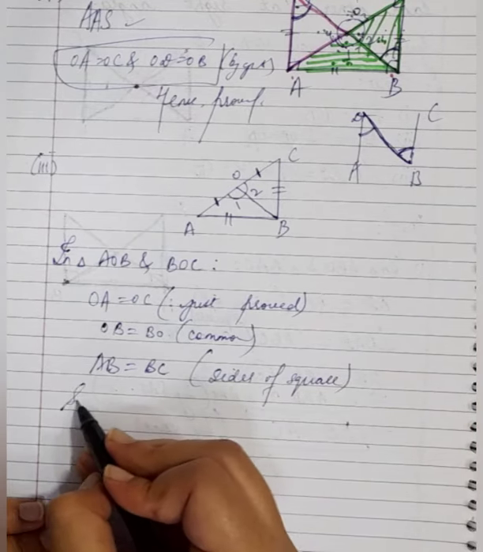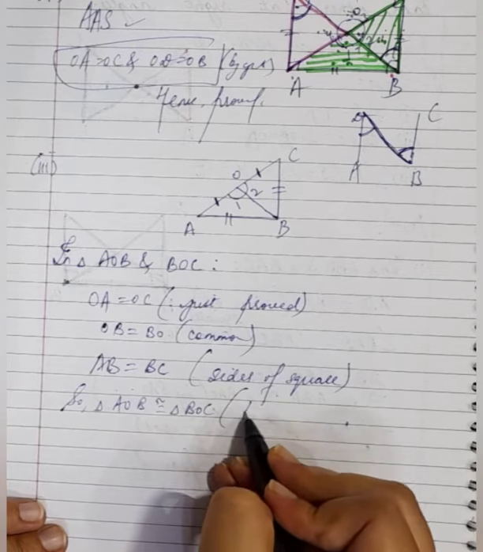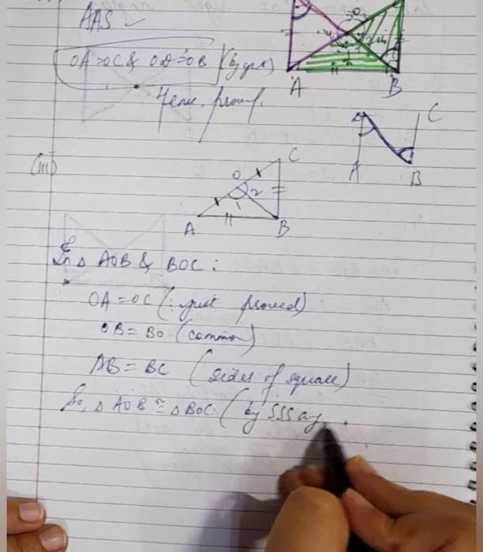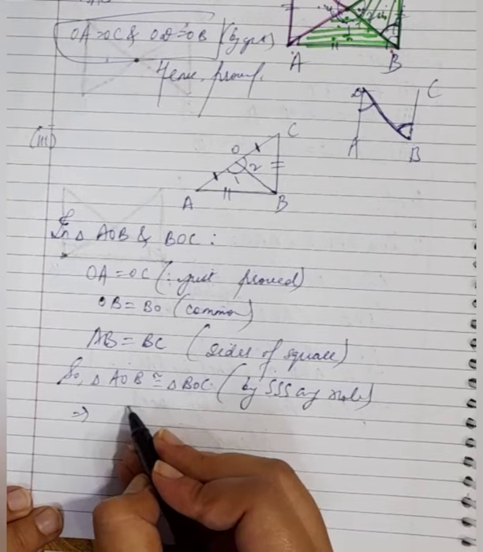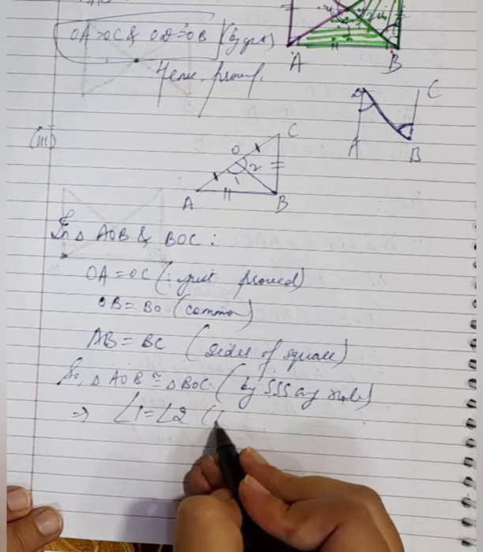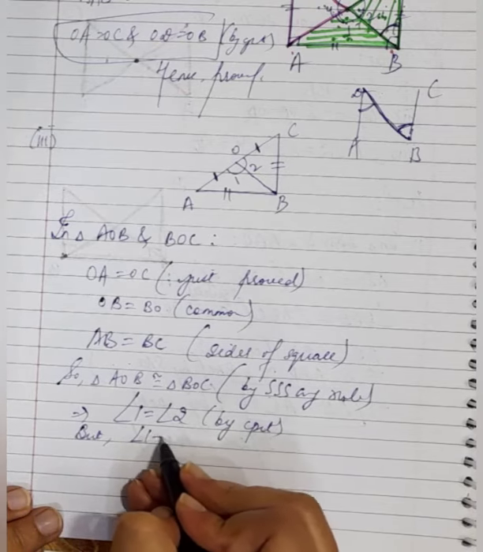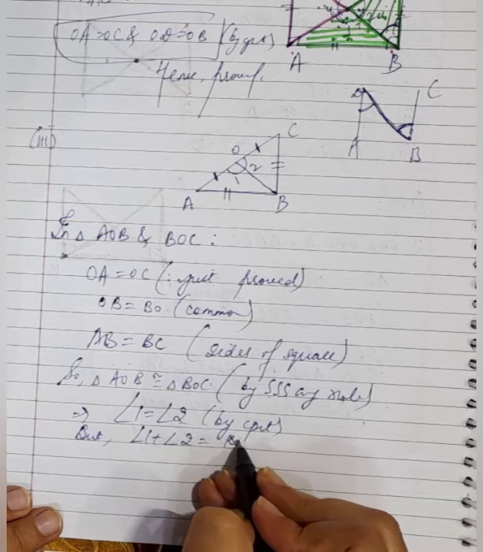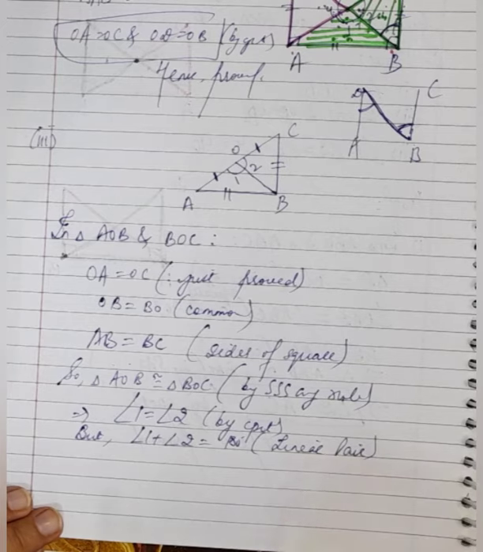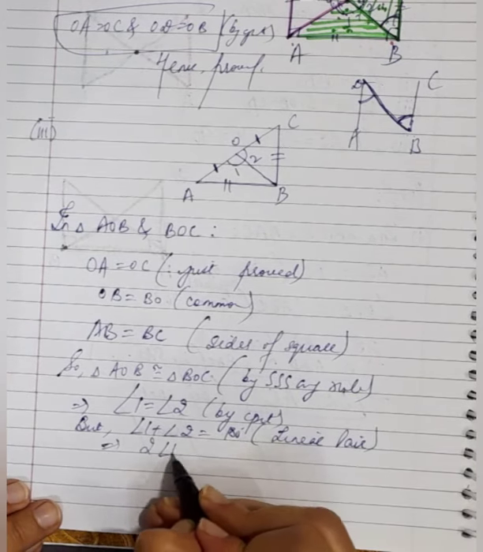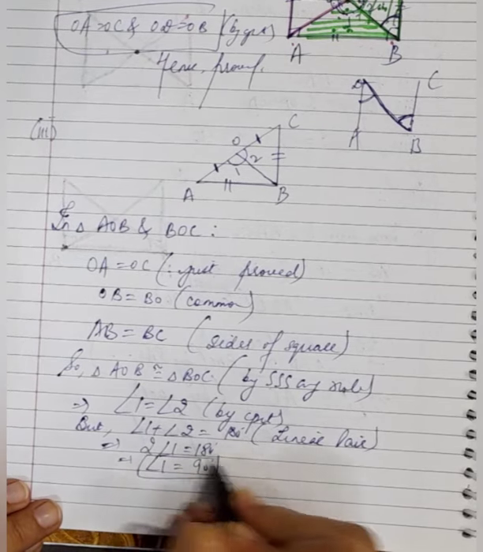So by SSS congruence rule, the two triangles are congruent. And by CPCT, we can write angle 1 is equal to angle 2. But what is actually angle 1 plus angle 2? It's 180 degrees. The reason is linear pair, or you can write linear pair axiom. That means twice of angle 1 is equal to 180 degrees. So angle 1 will be 180 by 2, which is 90 degrees.